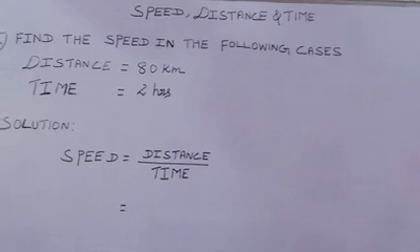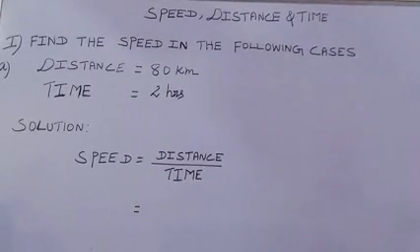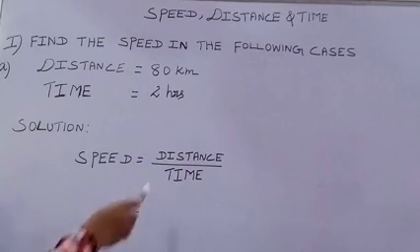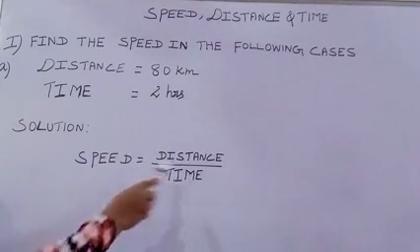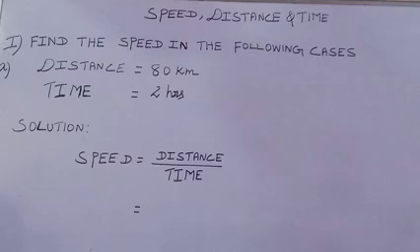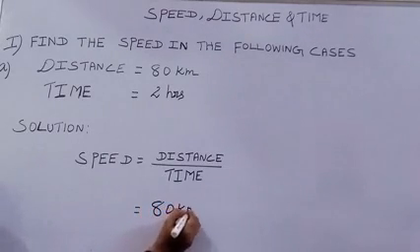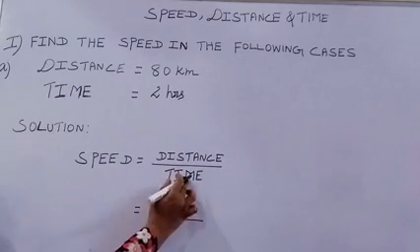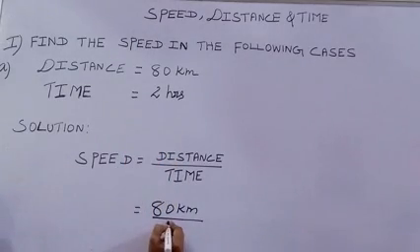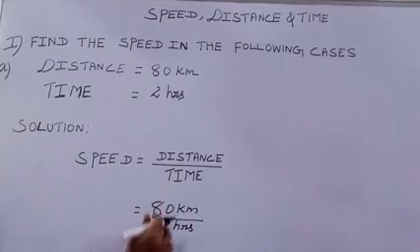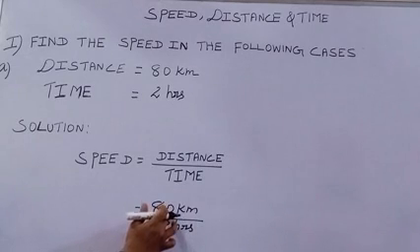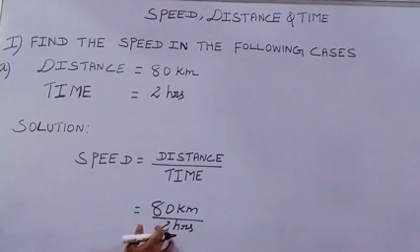How do you find it? Already you know the speed formula: speed is equal to distance divided by time. So how much distance is given here? 80 kilometers, divided by the time, which is 2 hours. You have to write the unit also, children. Now you need to divide 80 by 2.